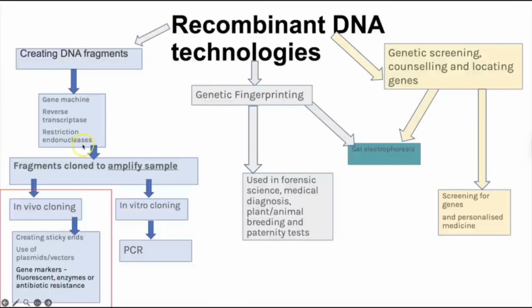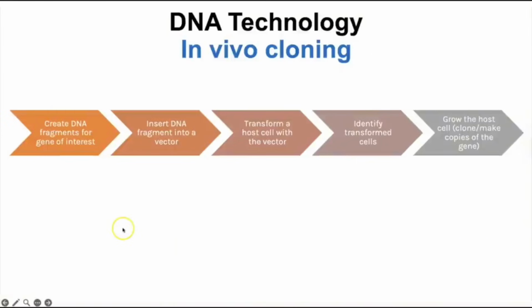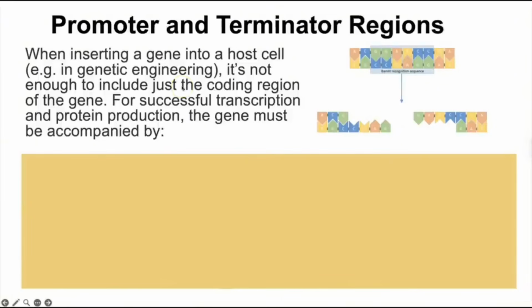Okay, so we've made our gene fragments. Now let's have a look at how you can clone them, meaning get large numbers of that gene of interest. First of all, with in vivo cloning. So we've already created the DNA fragment. Now we need to look at how we get that fragment into the vector and how we get that into the host cell. So first thing though is adding a promoter and terminator region.